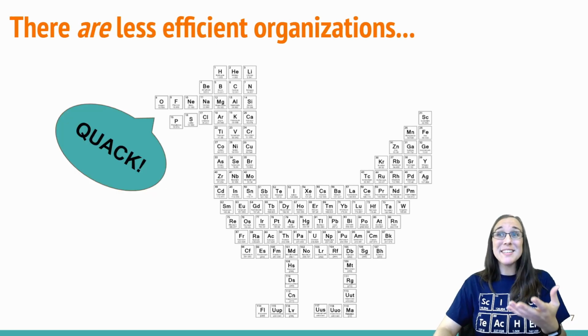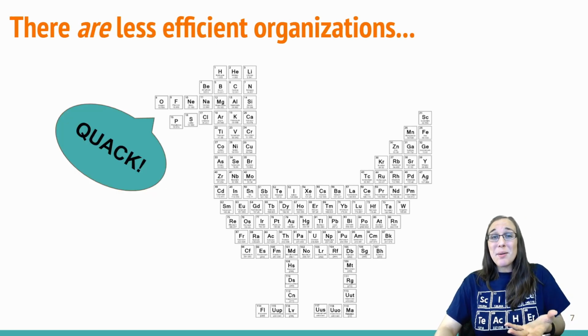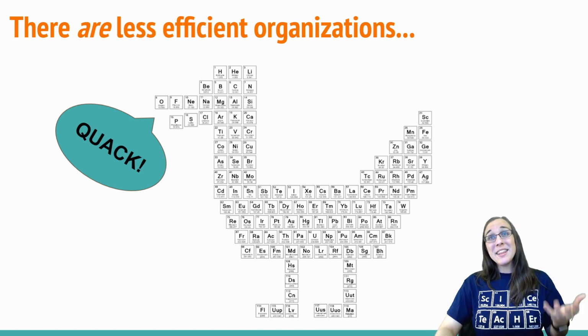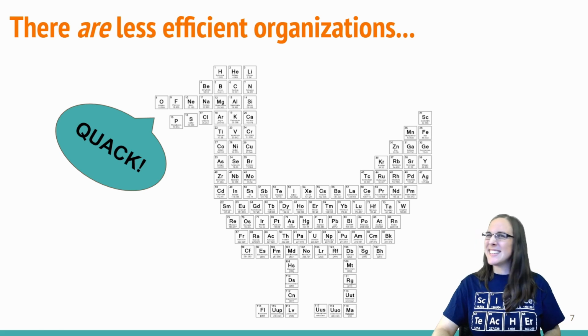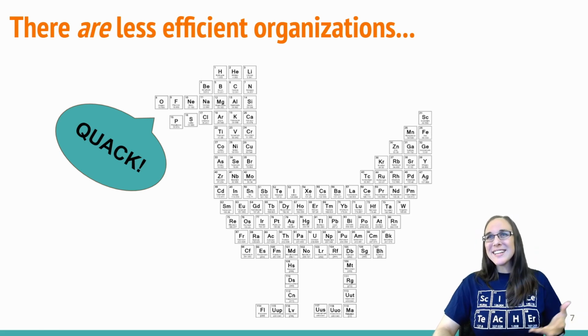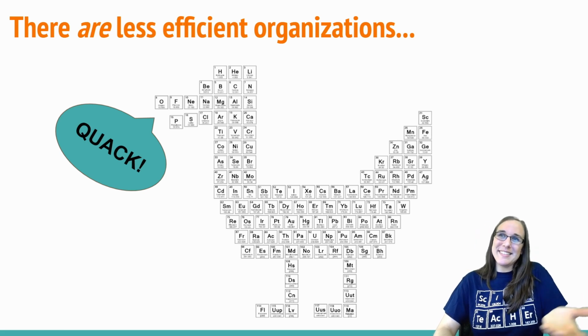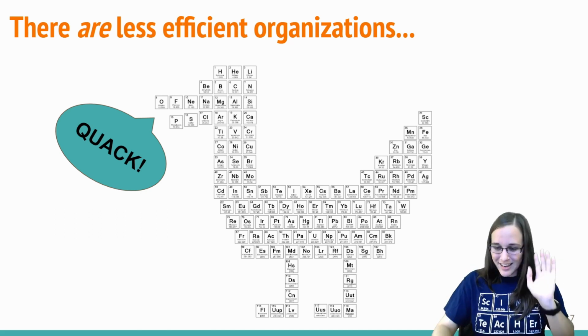There are less efficient ways to model the periodic table. Of course, this one would be my personal favorite. Maybe not as easy to read, but I mean, it models ducks, so it's, you know, Duckonta. Yeah, okay, you guys get it.